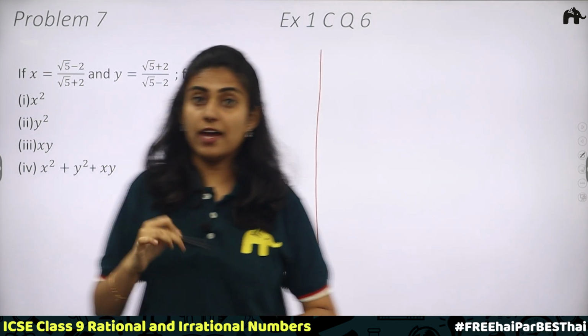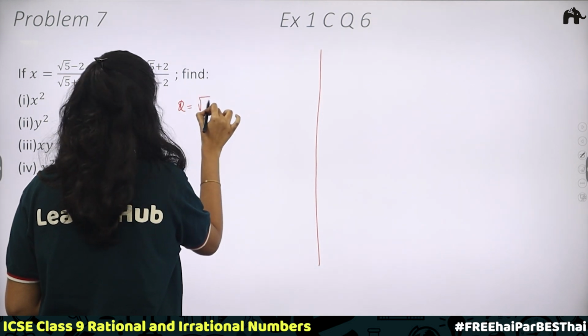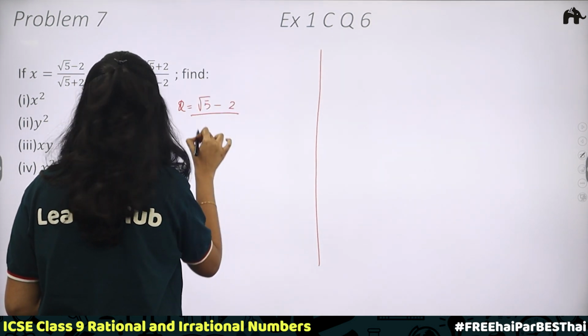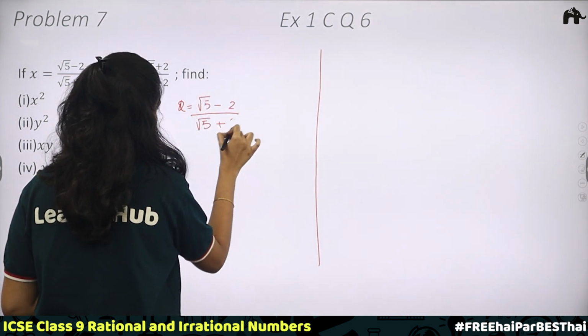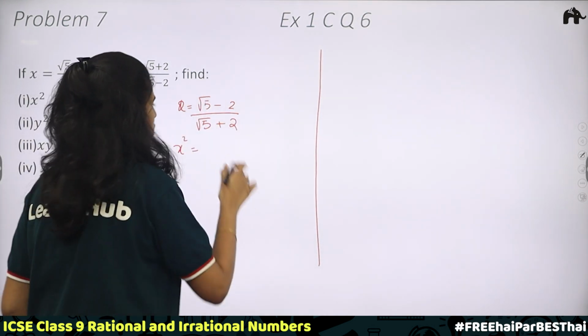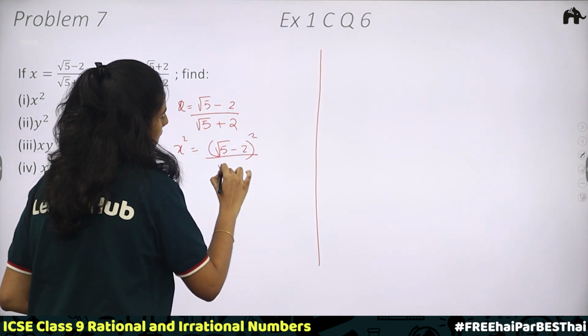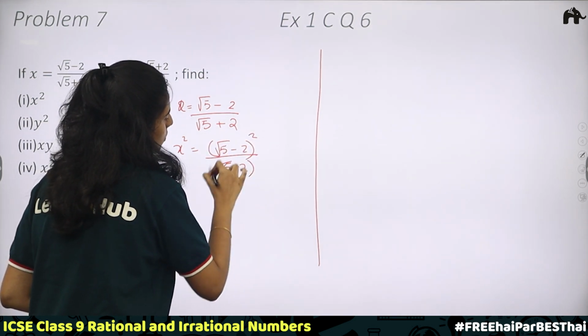So, first one, to find x square, we have x given, x is equal to root 5 minus 2 divided by root 5 plus 2. Then what is x square? How to find x square? Square both the numerator and denominator. Root 5 minus 2 whole square divided by root 5 plus 2 whole square.